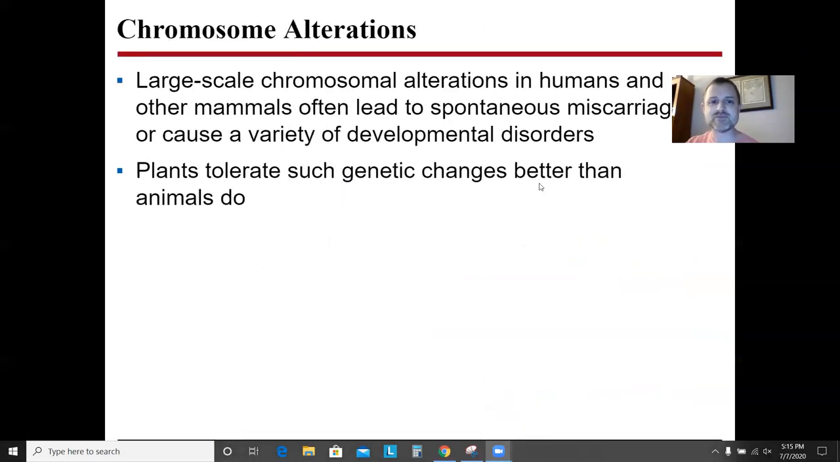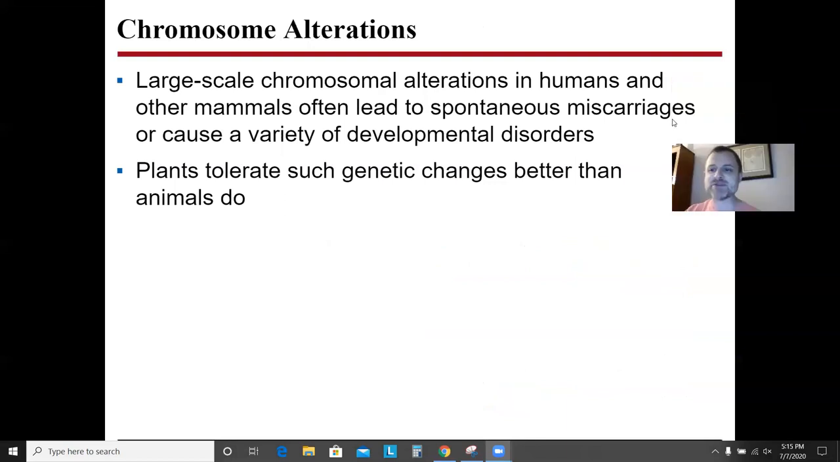Okay, cool. So the end of this chapter is simple. Large scale chromosomal alterations in humans are usually fatal. If you're missing a chromosome, or you have a translocation or an inversion, usually that fetus would miscarry. And actually most miscarriages are due to genetic abnormalities in the fetus. Plants tolerate genetic changes much more than animals do. Plants can handle extra sets of chromosomes, animals cannot, usually.